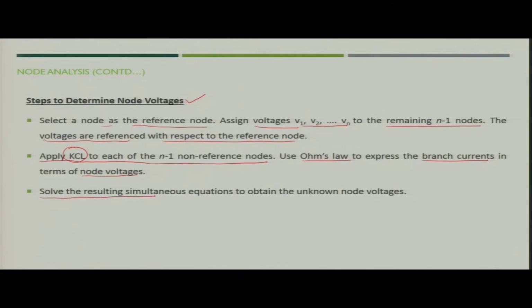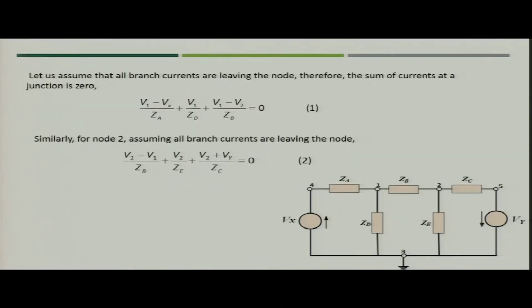Now, you have to solve the resulting simultaneous equations to obtain the unknown node voltages. So, these are the three major steps which you will follow when you have to find the node voltages. Now, how will we carry out this particular operation?